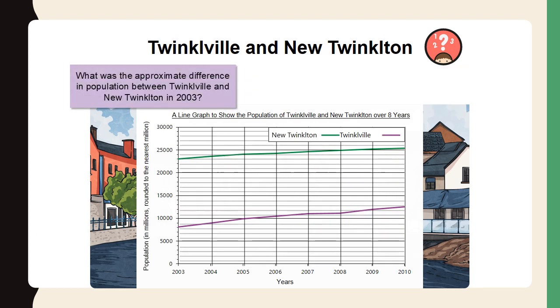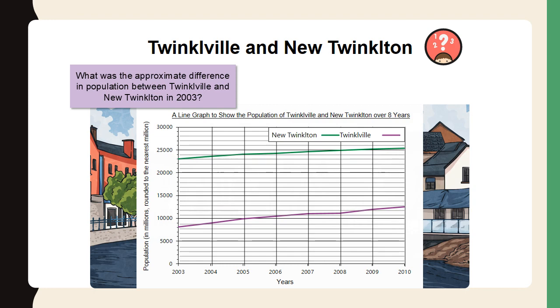Now, looking at this line graph, what was the approximate difference in population between Twinklville and New Twinklton in 2003? So, we need to find 2003 on the x-axis, labelled years. Can you put your finger on it? Excellent. Now travel up to the purple line for Twinklville, and we're going to work out what the population was in Twinklville in 2003. But actually, before we do that, we're going to take a step back.